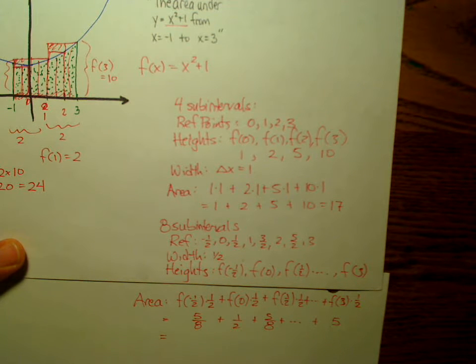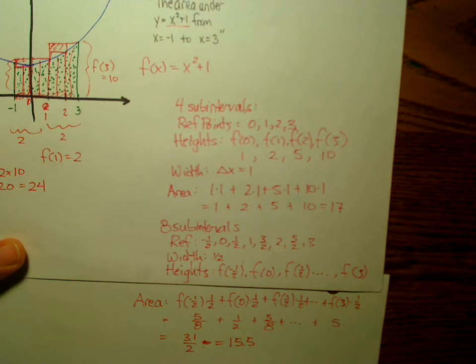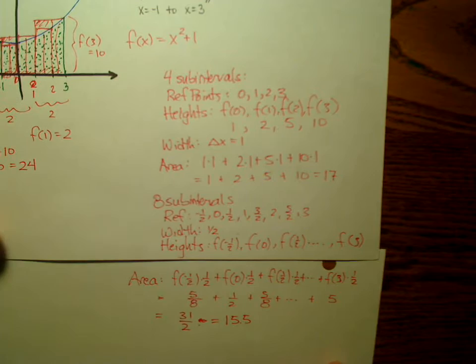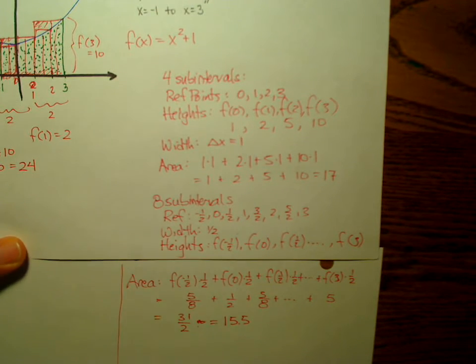You add them all up, and you get 31 halves, which is 15.5. So there's another estimate, a better estimate, using 8 intervals. And we can continue this process.